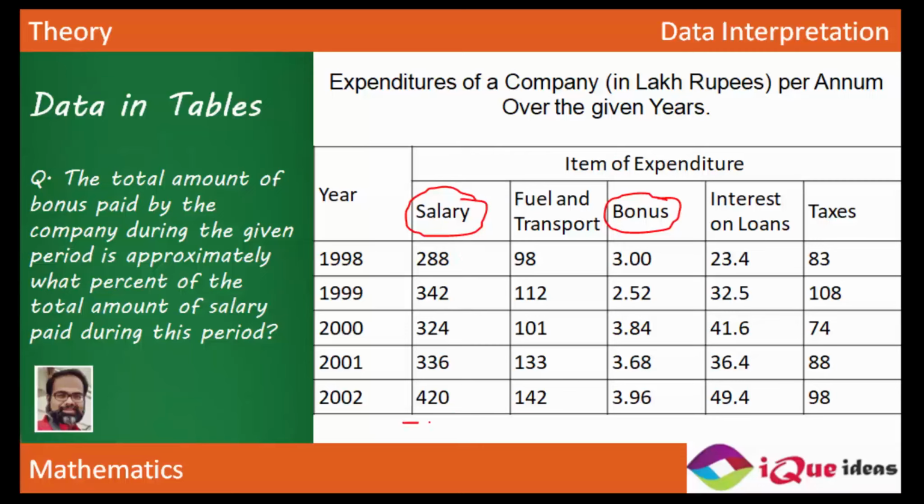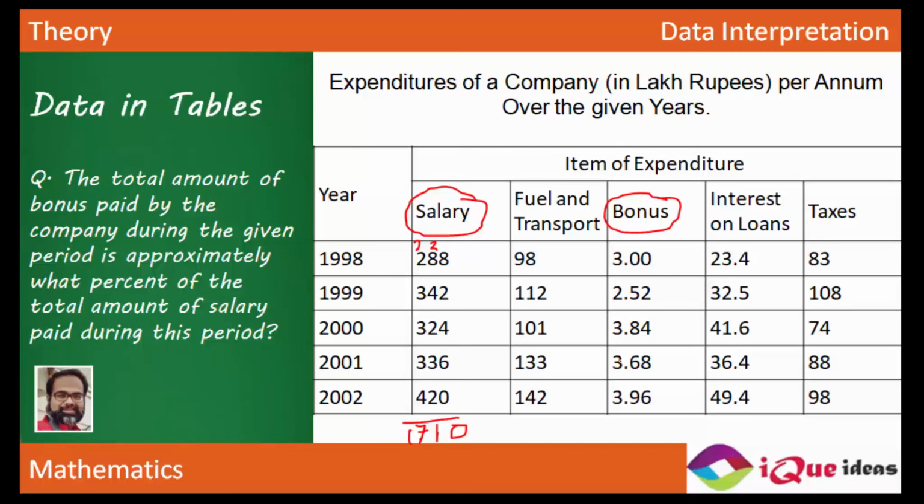So I add these five figures: 8 plus 2, 10, plus 4, 14, plus 6, 20. 0, 2 carry forwarded here, 2 plus 8, 10, 14, 15, 16, 19, 21. 1, 2 carry forwarded, 4, 5, 6, 7, 8, 9, 10, 11, 12, 13, 14, 15, 16, 17. So 1, 7, 1, 0.